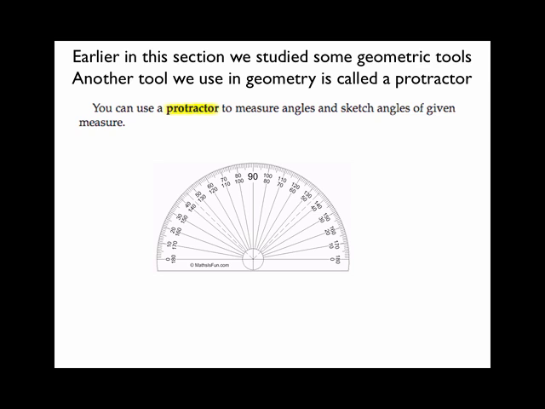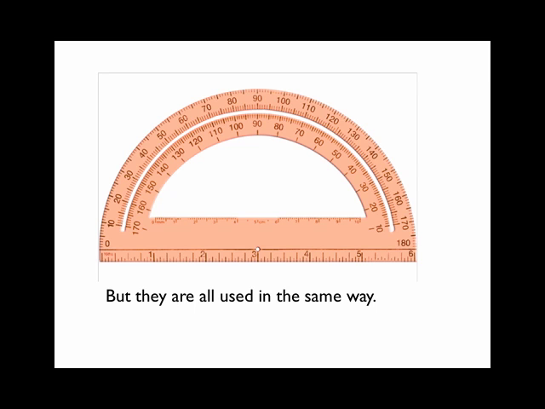Earlier in this section, we studied some geometric tools. Another tool we use in geometry is called a protractor. You can use a protractor to measure angles and to sketch angles. There are different types of protractors, but they are all used in the same way.